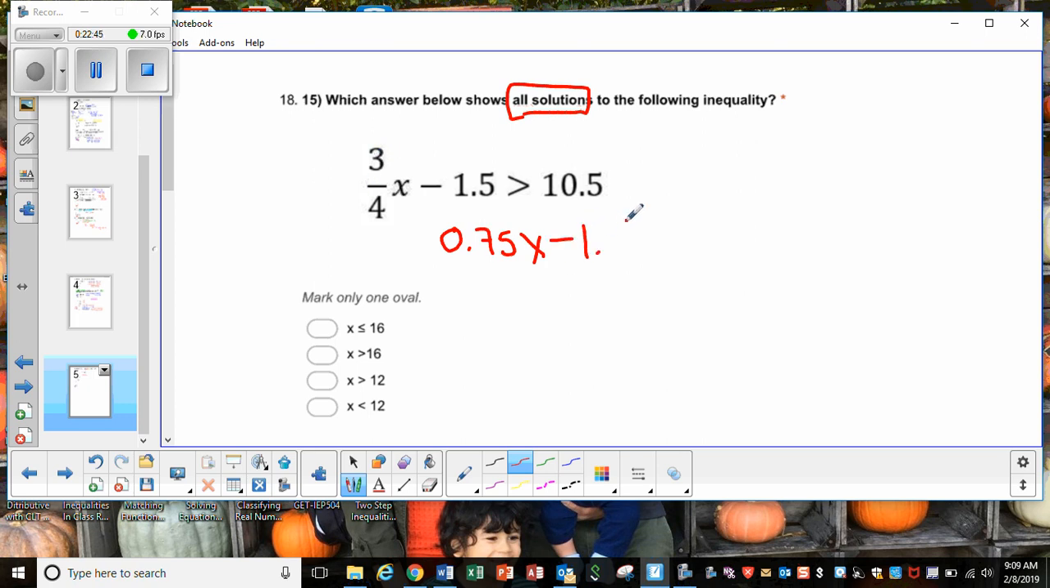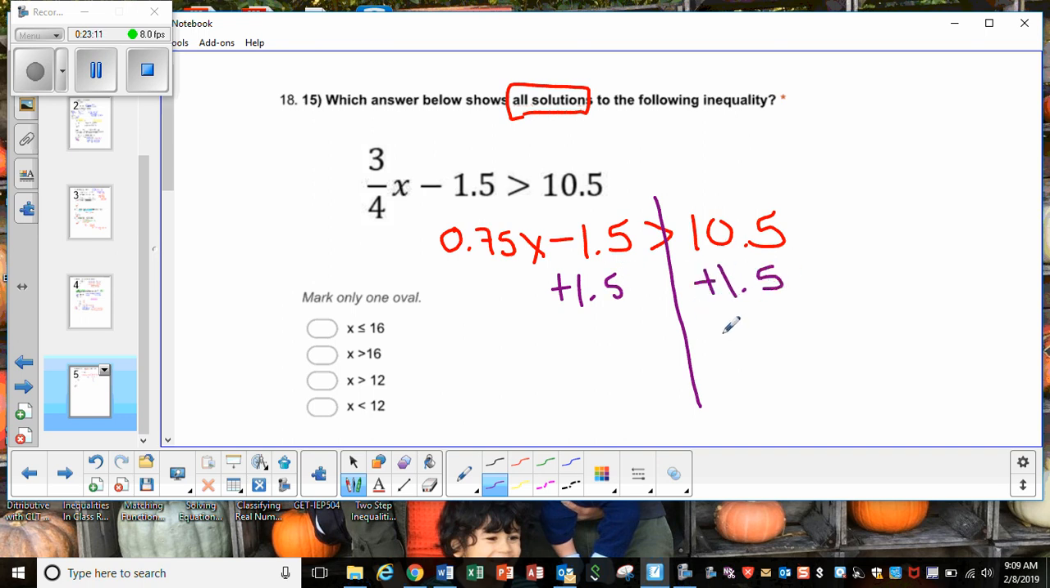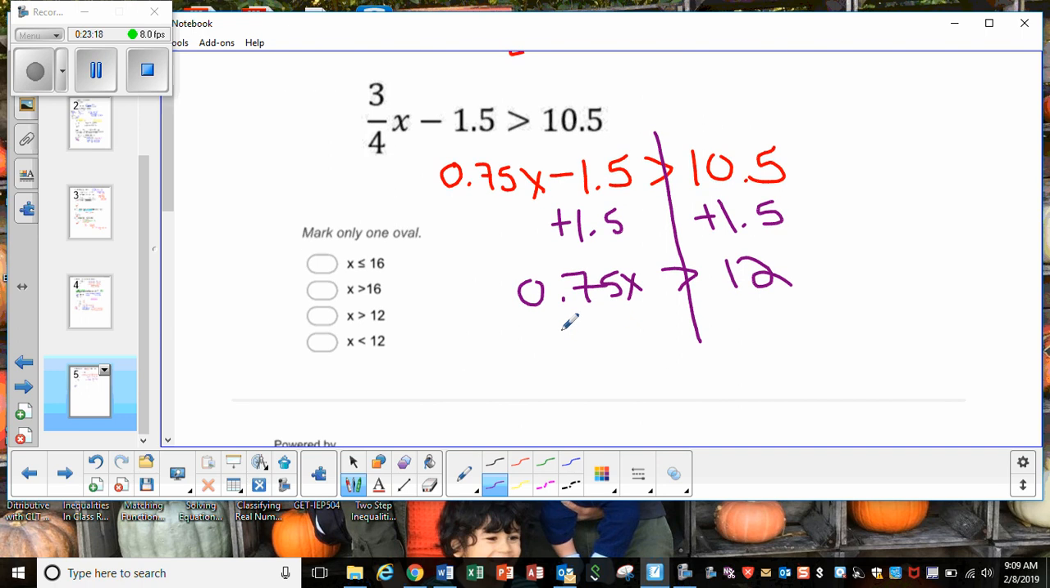I'm going to copy down the 1.5, the greater than symbol, and the 10.5. I do not need to flip the direction of the inequality in this problem because the coefficient is not negative. I'm going to drop the bar to show that whatever I do to one side, I'm going to do to the other. My goal is to get x by itself, so I'm going to add 1.5. And that's going to give me 12 is greater than 0.75x. Then my second step is going to be to divide each side by 0.75.